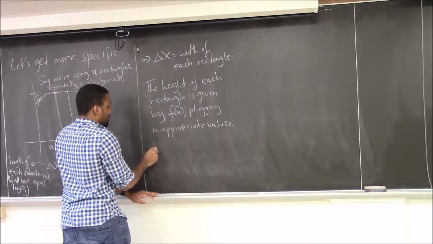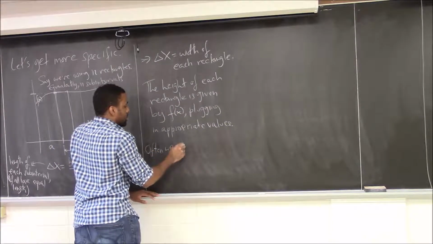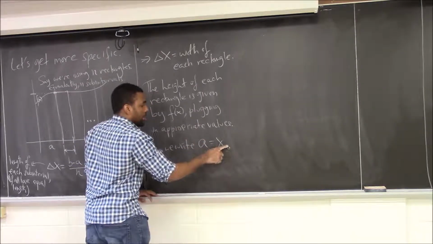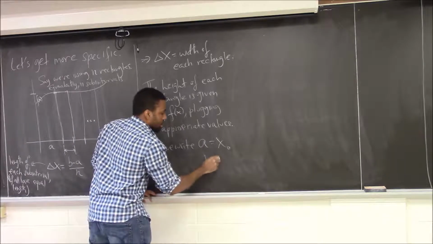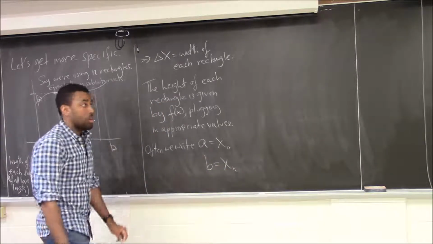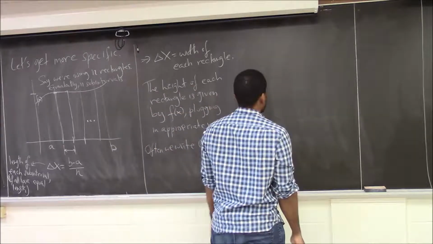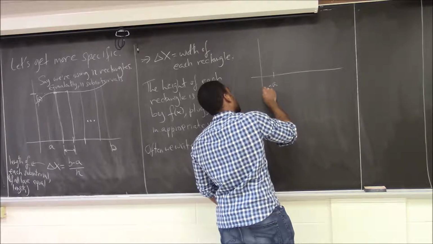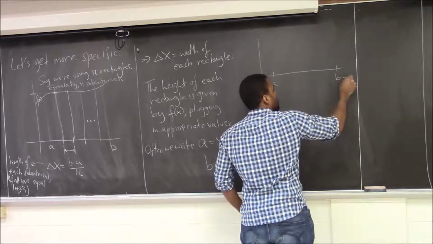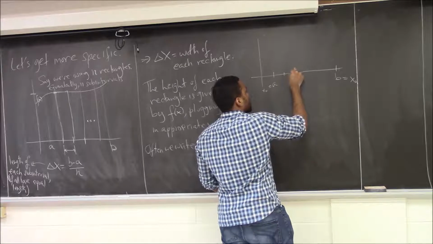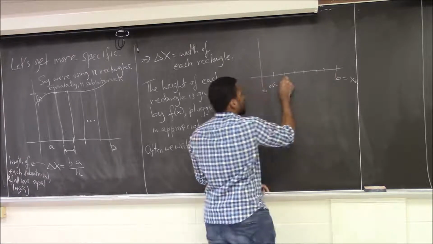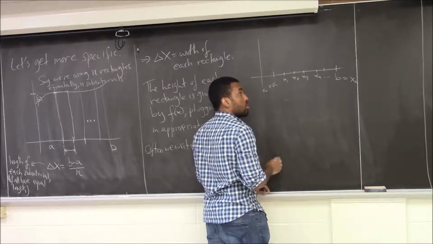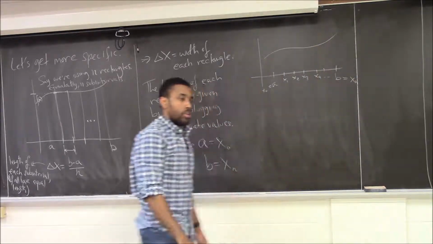Now often we write a to be the first x value, that's called x naught, and b to be the last x value, that's called xn. And so what we can have here is something like a, which is equal to x naught, b, which is equal to xn, and in the middle we just number them by x's with subscripts. So this would be x1, x2, x3, x4, etc. Right? Your function is doing whatever it's doing.